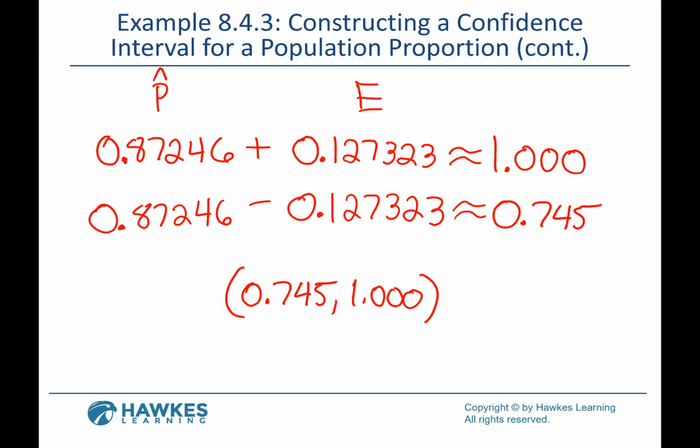So here I'm 90% confident. We're dealing with people who think there's not enough parking. These are proportions, so you can write them as decimals, but you can also think about them as percentages. So we could say we're 90% confident that between 74.5 and 100% of people think there's not enough parking on campus. Seems like that's something they need to deal with.